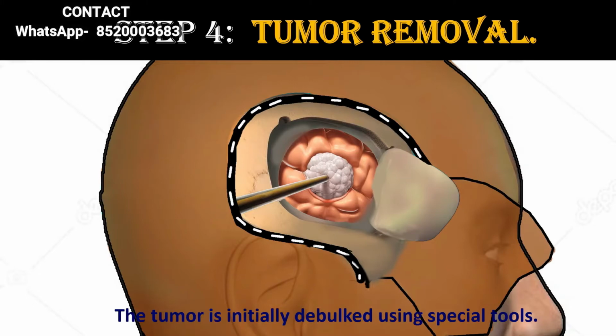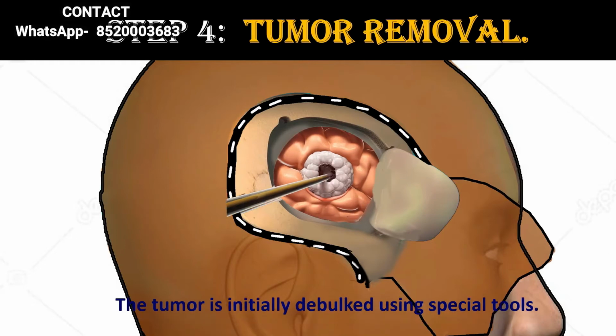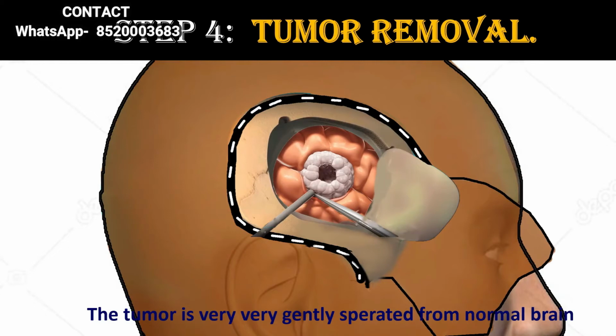So under the operating microscope, for tumor removal, in the first step, I remove the central portion of the tumor. This process is called debulking. As the tumor is debulked, it gets slightly separated from the neighboring brain, and we start developing a plane between the tumor and the brain parenchyma. Once I get that plane, I define the plane. I very gently separate the brain from the brain tumor.